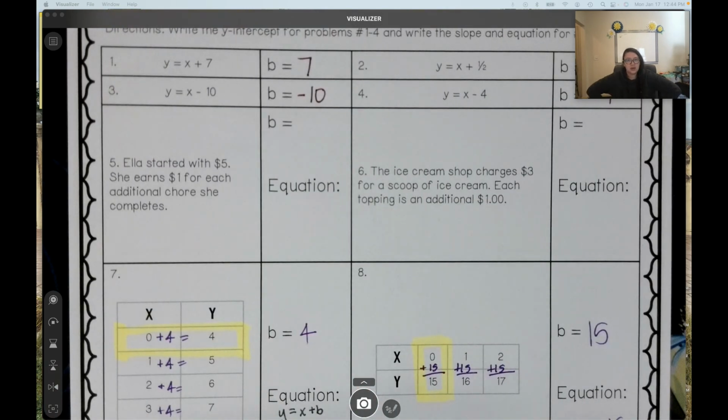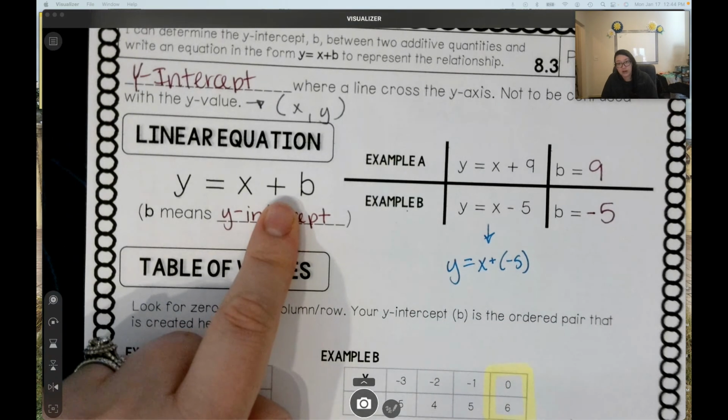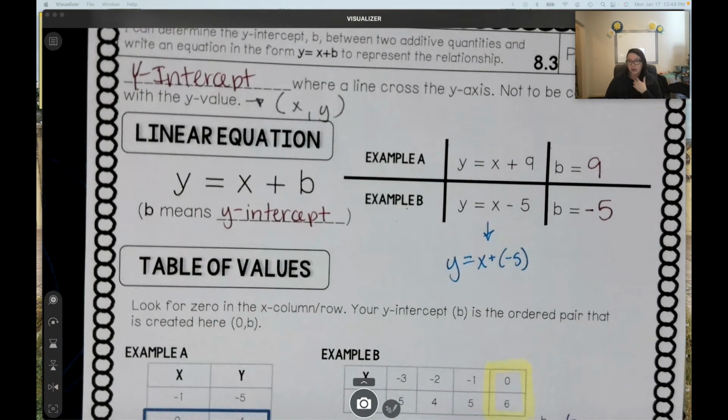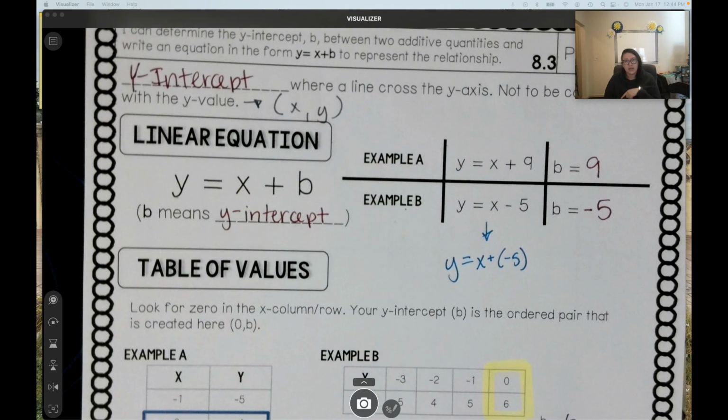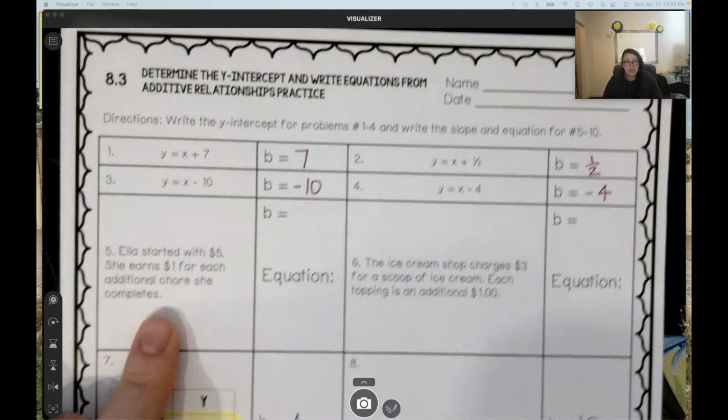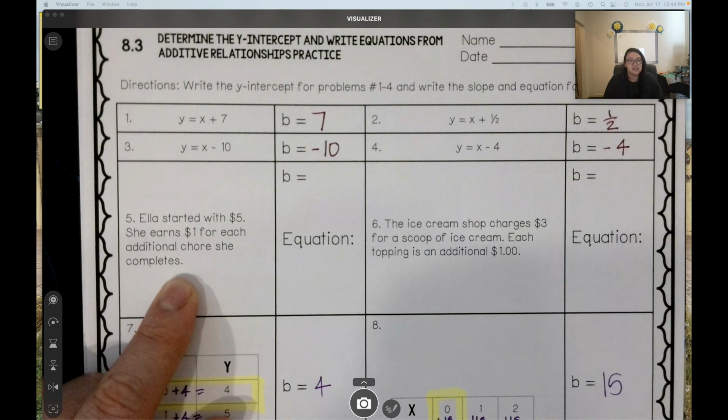We skipped 2 word problems up top. I want to see if we can figure out what the b is based off of what we know. We know that the b is the number that we add or subtract. So when we're looking at these word problems, be thinking to yourself, what number am I going to add or subtract? Looking at number 5, it says Ella started with $5. She earns $1 for each additional chore she completes.